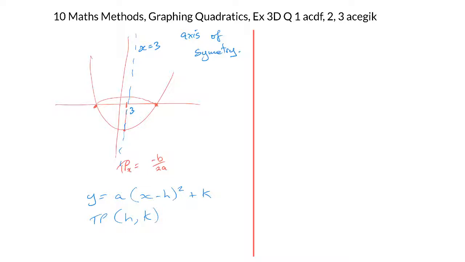Okay, I'm going to just do some questions on it. It's fairly much revision, so it shouldn't be too bad for you. So let's have a look at some questions.